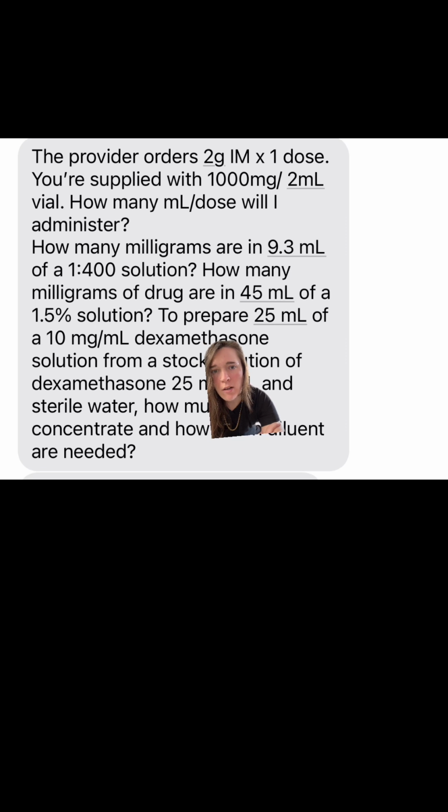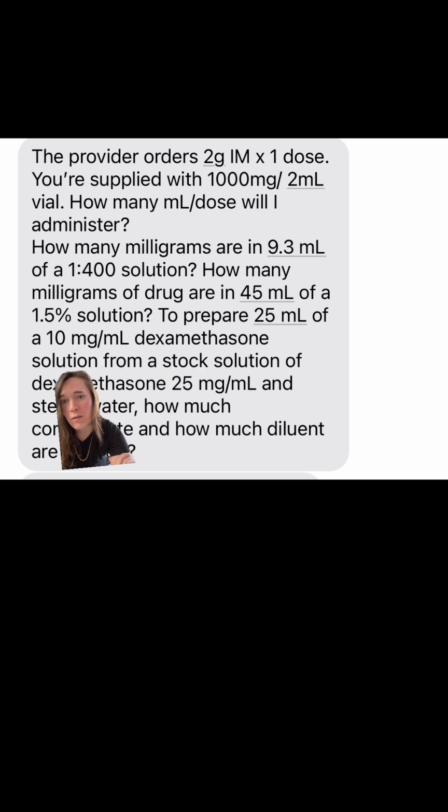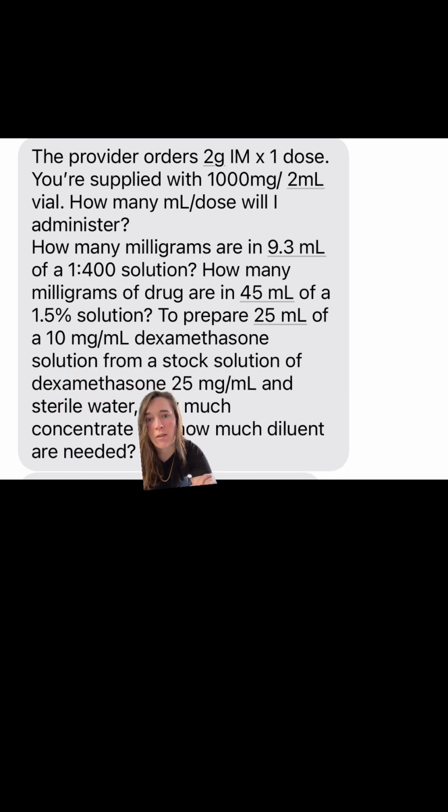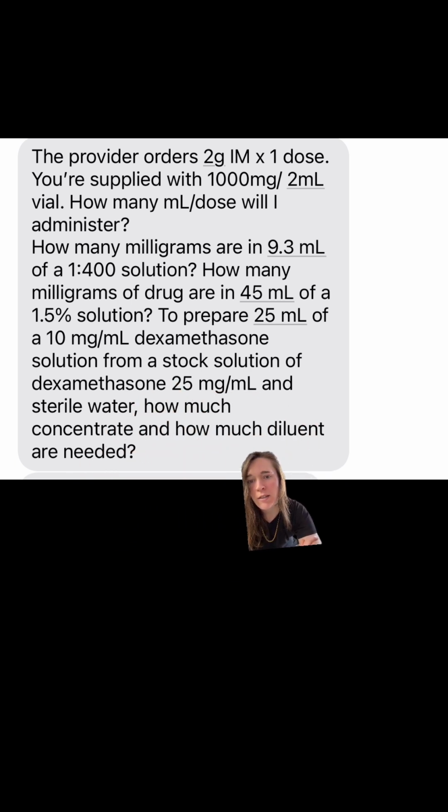Next question: prepare 25 milliliters of a 10 milligram per mL dexamethasone solution from a stock solution of dexamethasone 25 milligrams per mL and sterile water. How much concentrate and diluent are needed?